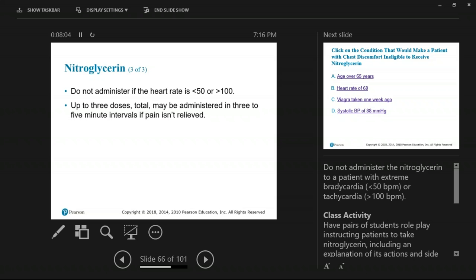So you don't want to do it. EMT shouldn't do it. The reason is you can kill them, take away their blood pressure by doing that. So that's really the logic. And again, they just reiterate three doses, 3 to 5 minute intervals if pain isn't relieved, but that they have to have systolic blood pressure greater than 90.